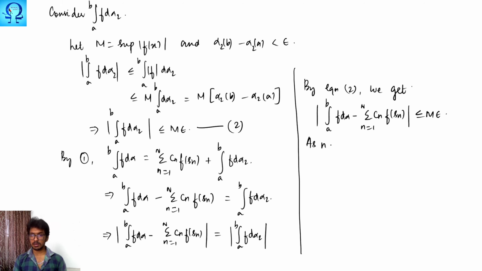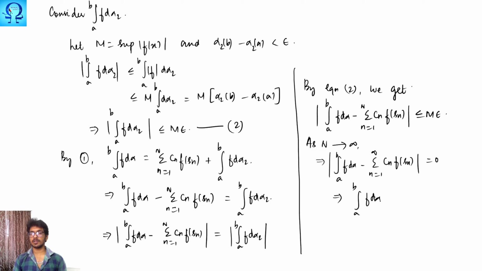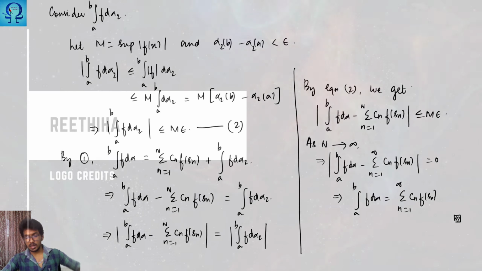As N becomes large and large, as N approaches infinity, this gives us that the absolute value of the integral a to b f d alpha minus the summation n runs from 1 to infinity of Cn f of Sn is 0. This tells us that the integral a to b f d alpha is the summation n runs from 1 to infinity of Cn f of Sn, and this is what we intended to prove. Hence the proof.